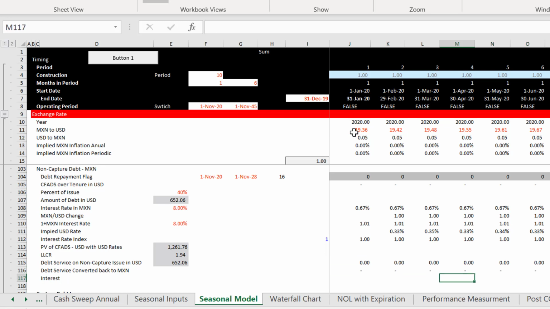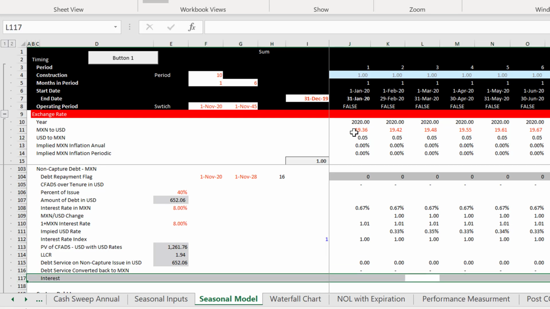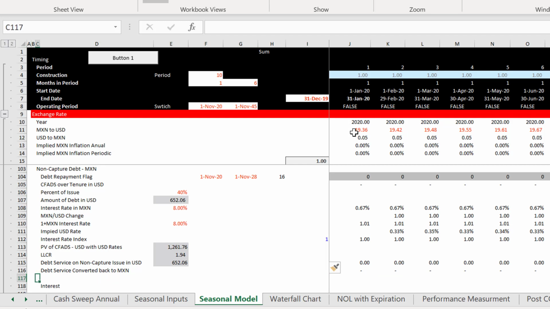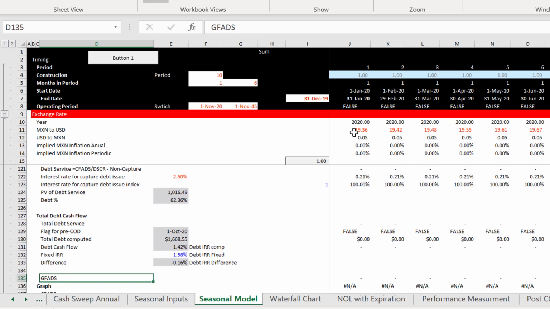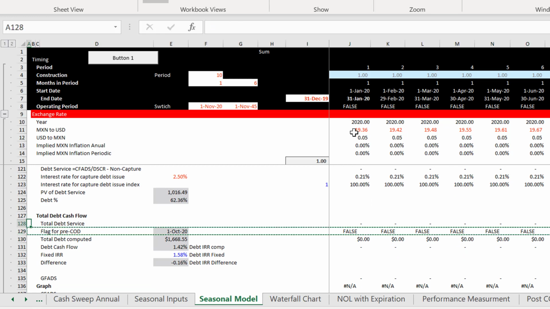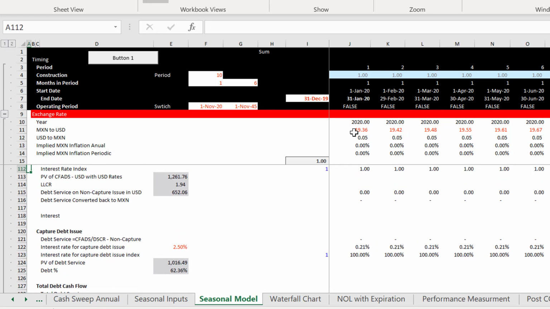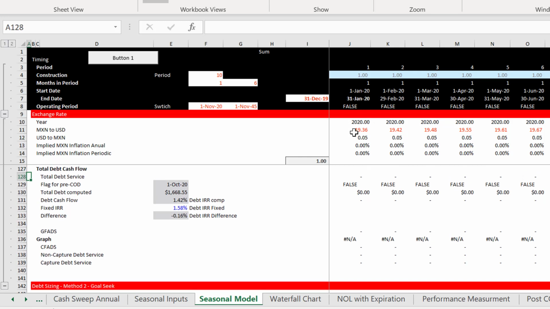Okay, and then if we really want to check on this, we can say, okay, debt. Down here we get the total cash flow, and we have the flag for this pre-COD period. So I'm gonna... did I copy that or cut it? I can't remember what I did.